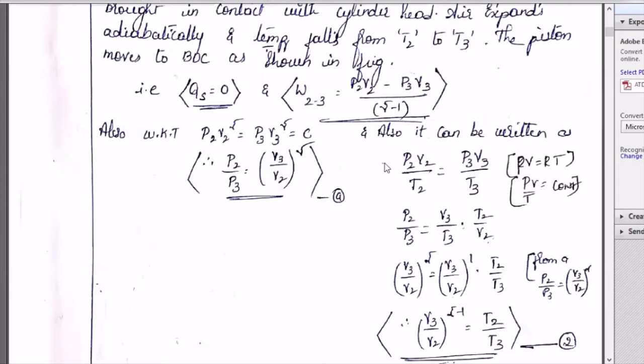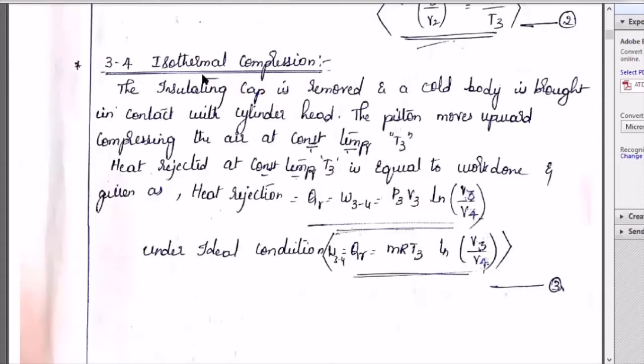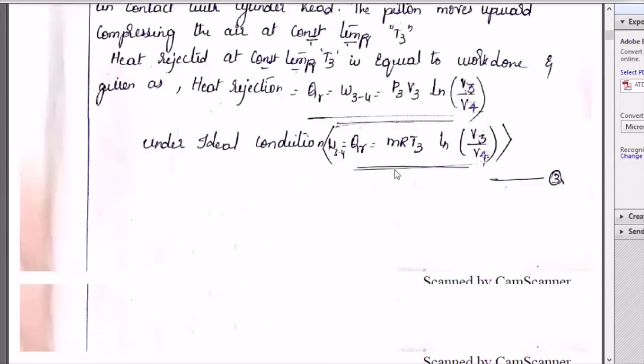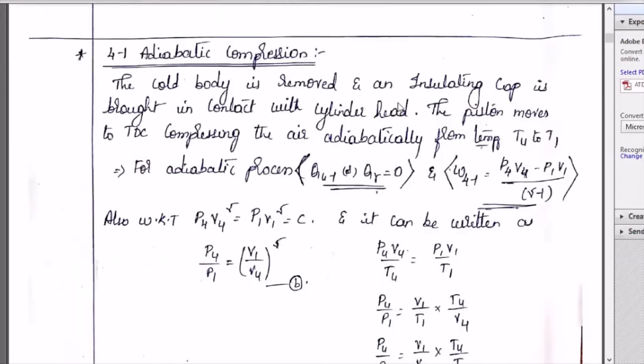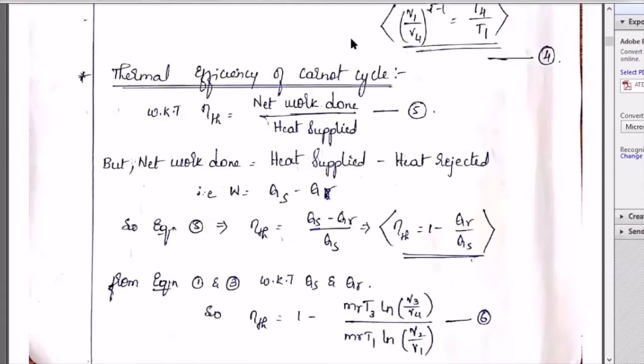So taking all these equations, next is isothermal compression, where heat rejection occurs. So heat rejection is equal to the amount of work done, MRT3 ln of V3 by V4. Similarly, adiabatic compression has the same equation but with different points mentioned. Finally, the thermal efficiency of the Carnot cycle is calculated. Thermal efficiency of the Carnot cycle is the ratio of network done to the heat supply. Network done is heat supply minus heat rejected. So finally, I can write thermal efficiency as 1 minus QR by QS.